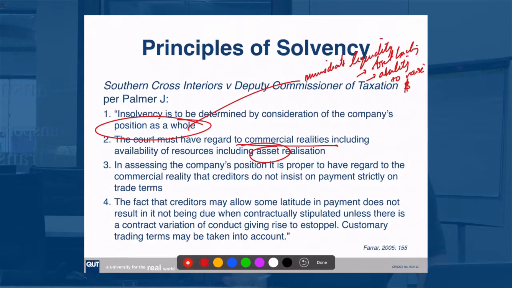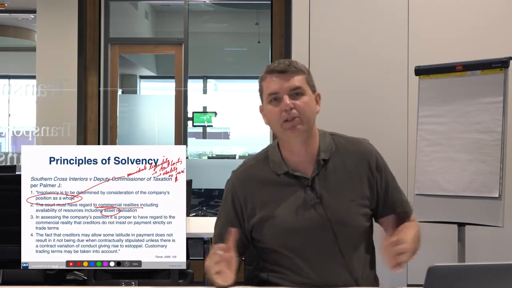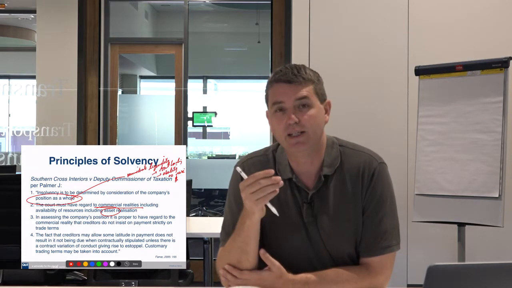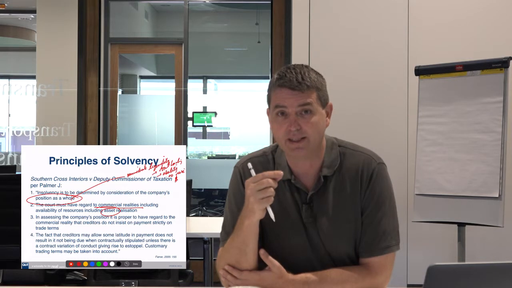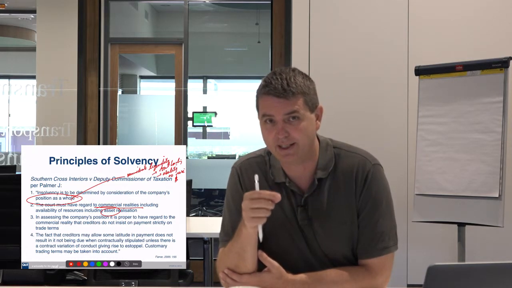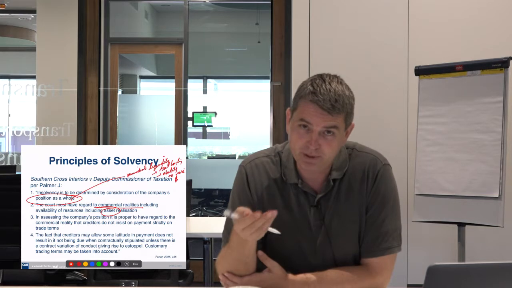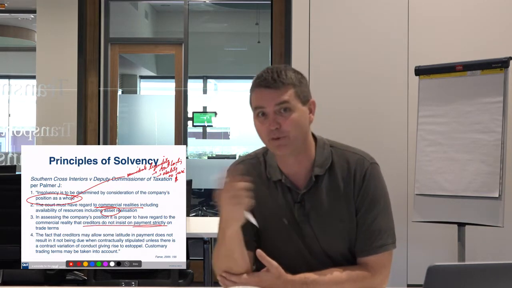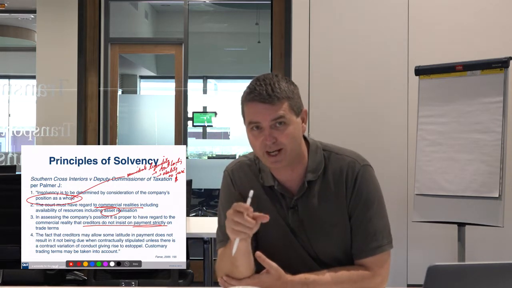Also importantly is that despite the definition that it's being able to pay your debts as and when they fall due, commercial reality is that creditors don't insist on strict payment terms. Okay, so if your payment terms are that you pay the debt within 7 days, but if a creditor consistently accepts payment after 30 days and keeps supplying you, then it's open to the court to find that that debt is not really due and payable until 30 days, despite the strict contractual term.